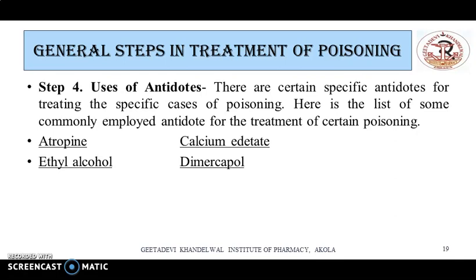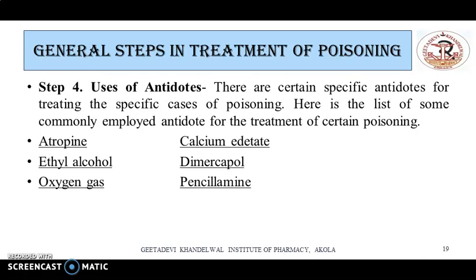Ethyl alcohol is used in methanol poisoning. Dimercaprol is used in heavy metal poisoning such as arsenic, copper, lead, gold and mercury. Oxygen gas is used to treat carbon monoxide poisoning.